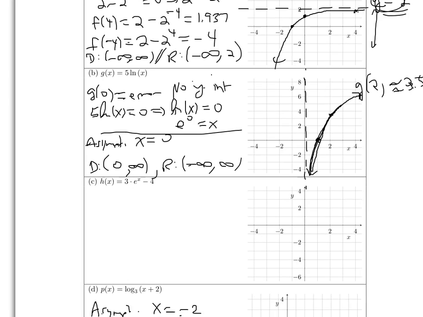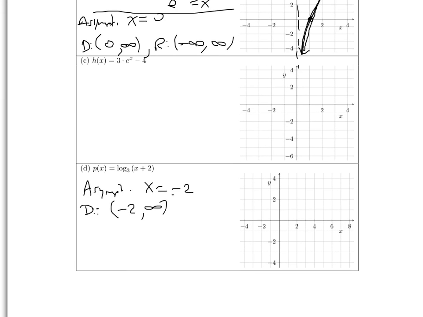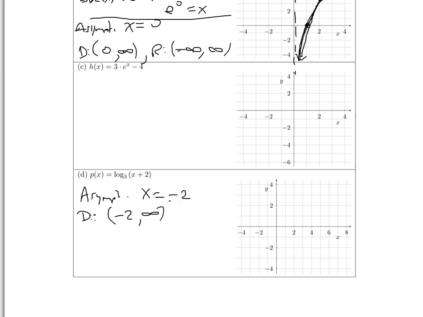All right, so let me do this. I think we have a little more time. So let me just do a little bit more of these guys.